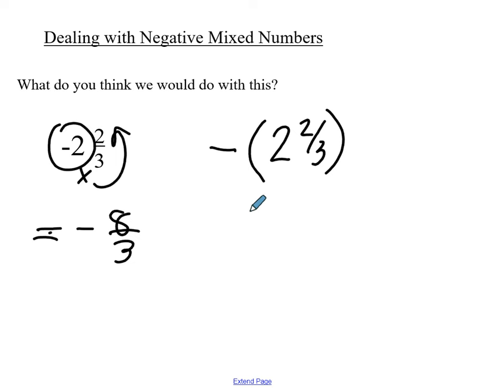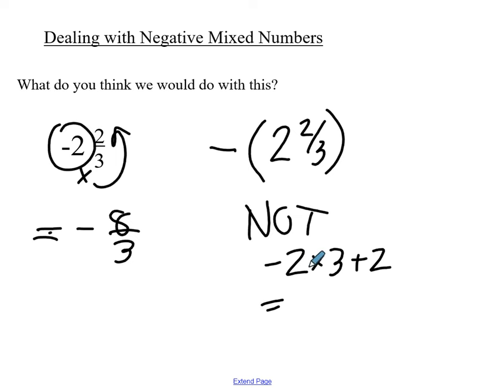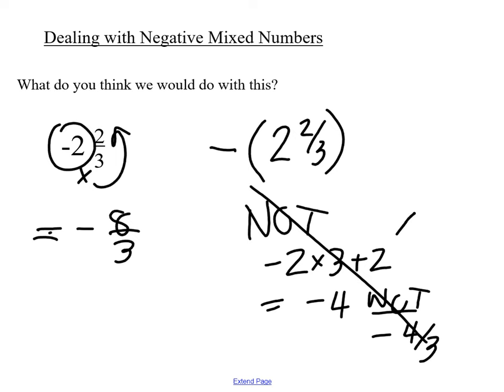Be careful. It is not -2 times 3 plus 2. This would end up being -6 plus 2, -4. It is not -4 over 3. Okay, so be careful. This means the opposite of 2 and 2/3, because 2 and 2/3 is 8 over 3. The opposite would just be -8 over 3. So let's look at some examples.